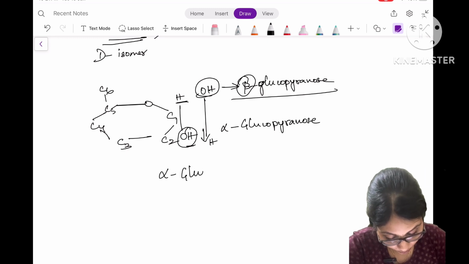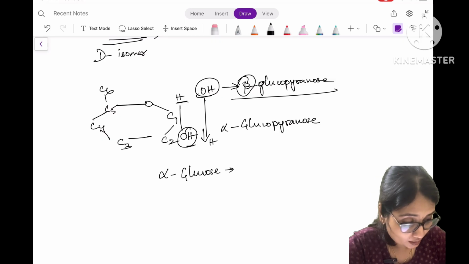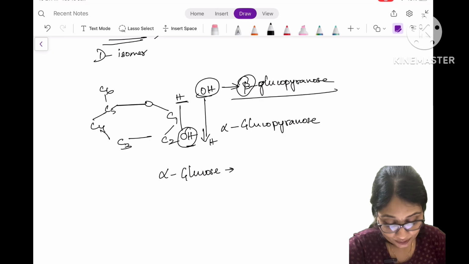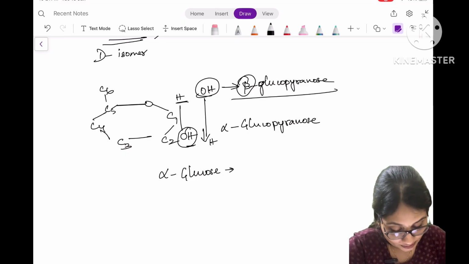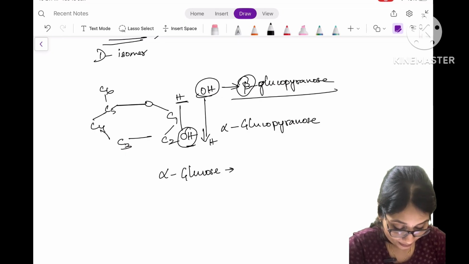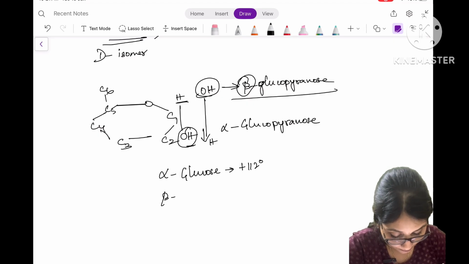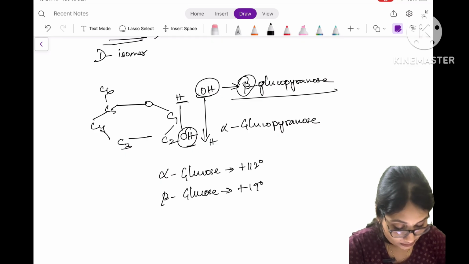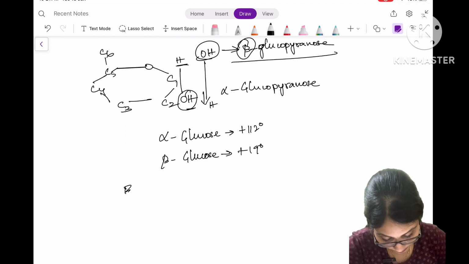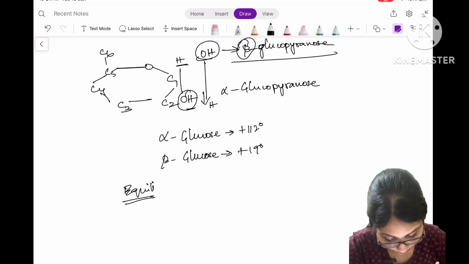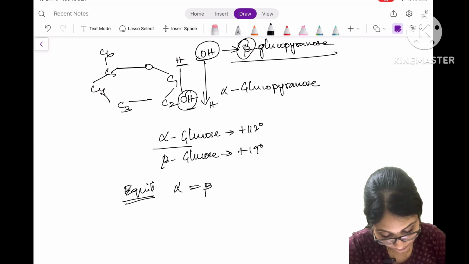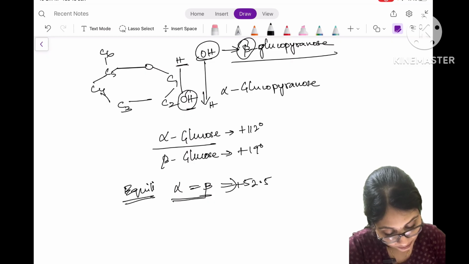This anomeric carbon has a property of rotating plane polarized light. Alpha glucose, alpha glucopyranose, rotates it by plus 112 degrees, and beta glucose rotates it by plus 19 degrees. What do we mean by equilibrium? In equilibrium, alpha is equal to beta. When alpha glucose is equal to beta glucose, this rotation is plus 52.5 degrees.